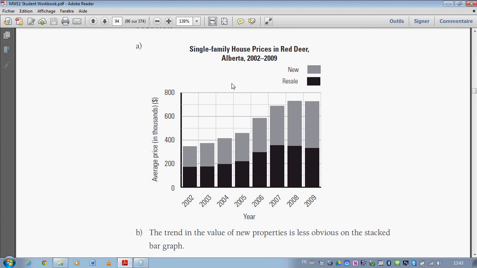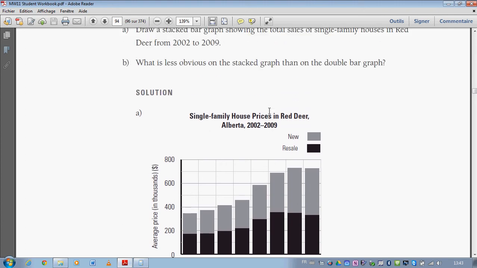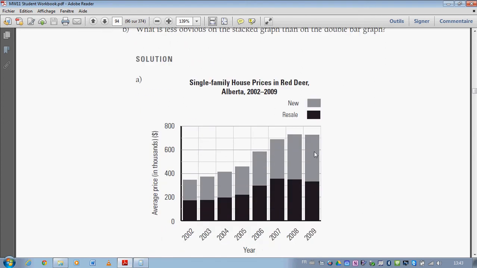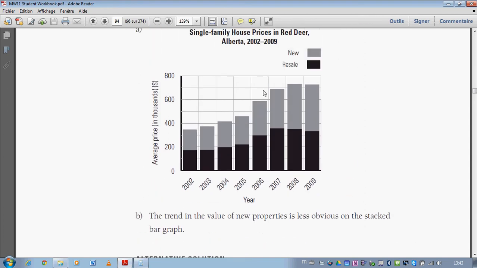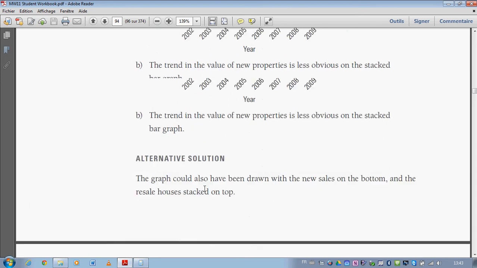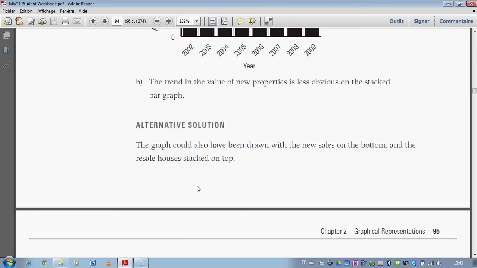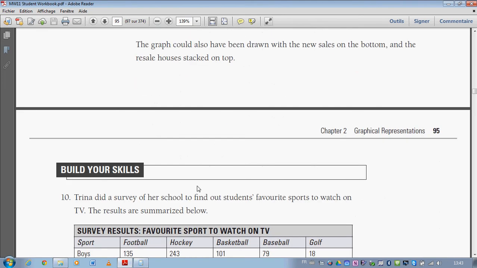So really, a stacked bar graph doesn't have many advantages. If anything, it's quite a disadvantage making a stacked bar graph as opposed to a double bar graph. So I would suggest that we just kind of avoid this one. Okay, so you don't have to use stacked bar graphs, just avoid those.